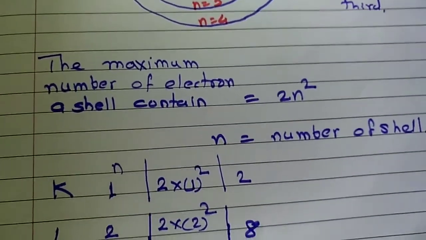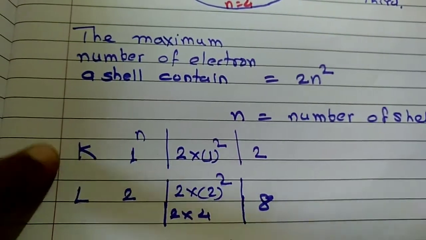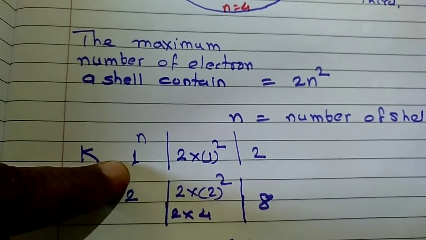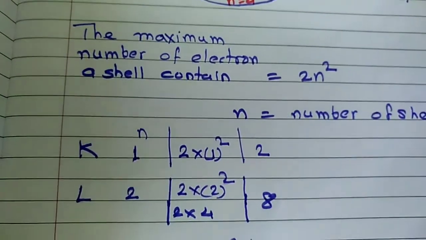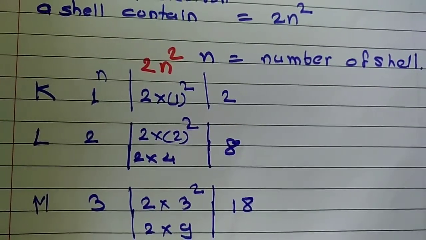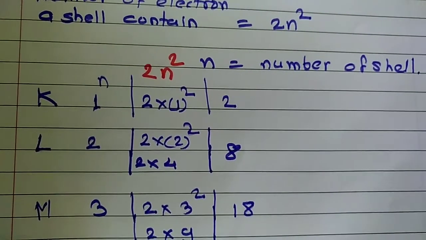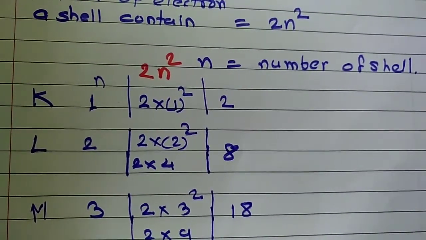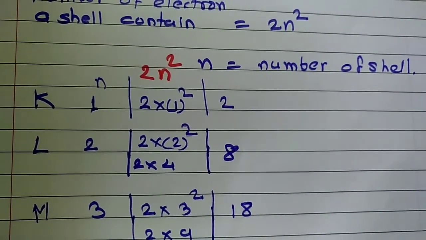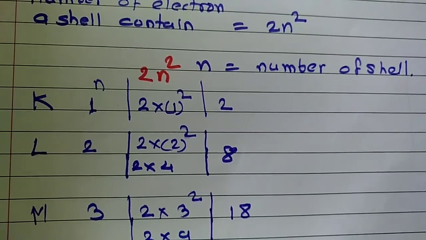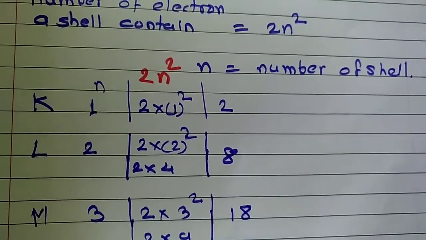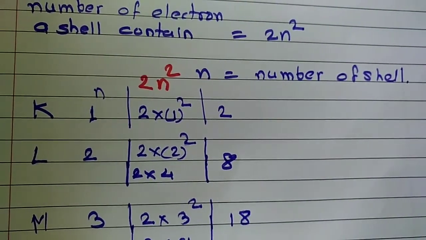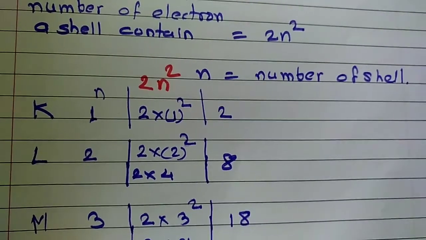Now we'll learn with the help of these shells. First shell K, so its ordinal number is n equal to 1. Now formula is 2n square. I forgot to write there. With red color I wrote 2n square. Now put the value: 2 multiplied by 1 square. 1 square means 2 into 1 into 1 is equal to 2. How many electrons get accommodated in that K shell? 2 electrons only.